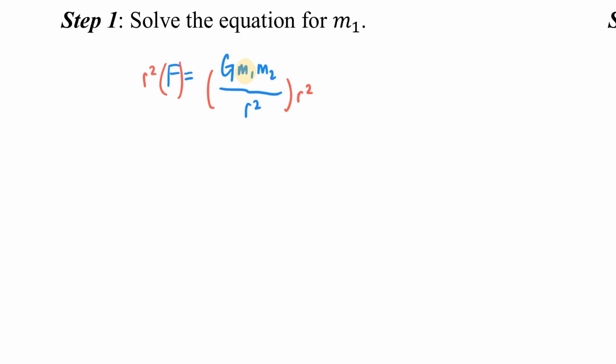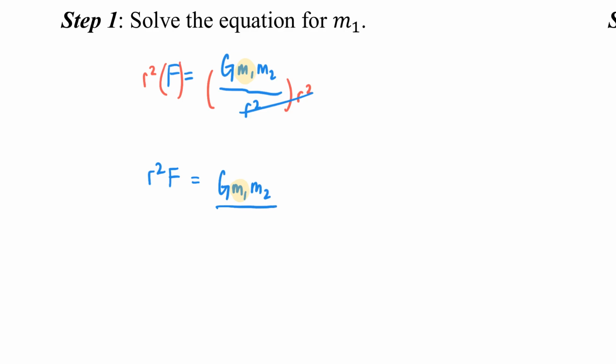So on the left side you have R squared F. If you write F R squared, that's fine. On the right side you have G M1 M2. Okay, so your R squareds basically cancel each other out there. It's an equivalent form of 1. And on the right side you're just left with G times M1 times M2. On the left side you have R squared F. And what was our goal? Our goal was to solve for M1. So we're still trying to get M1 all by itself here. So what do we need to do to get M1 by itself?